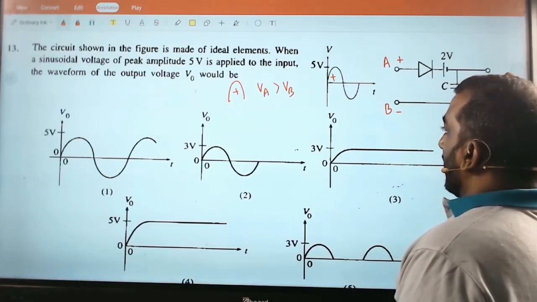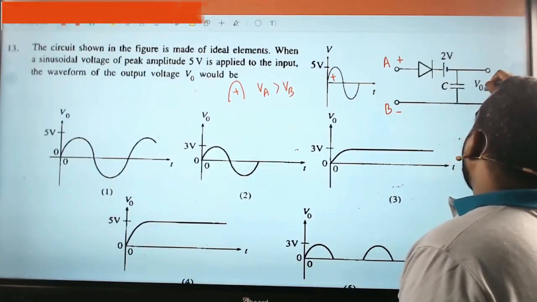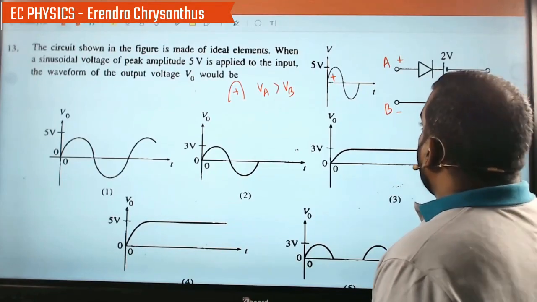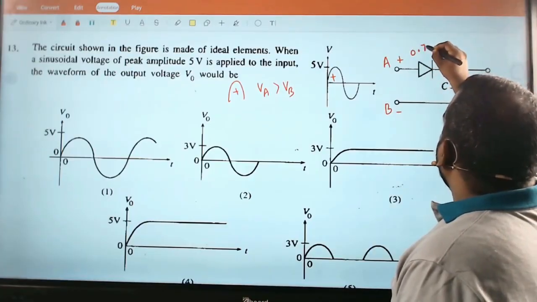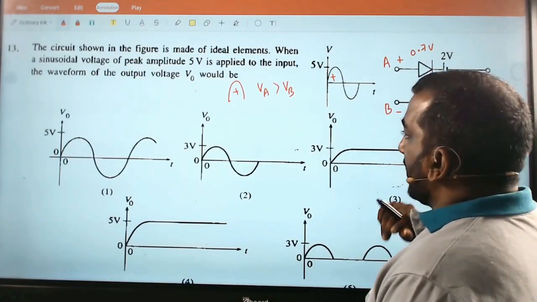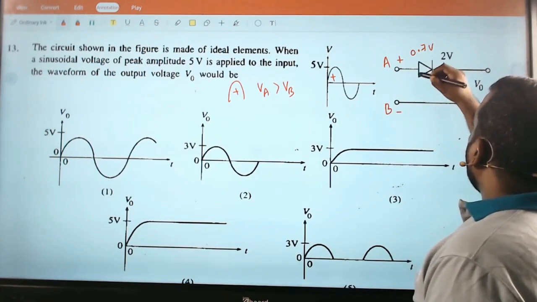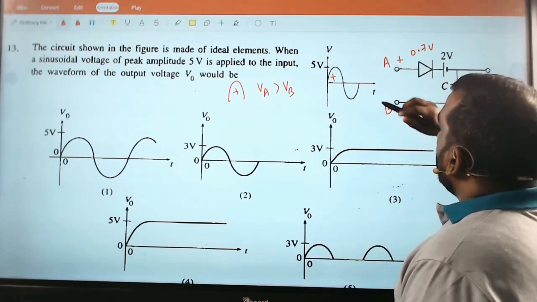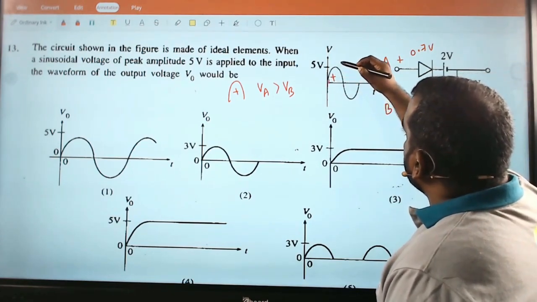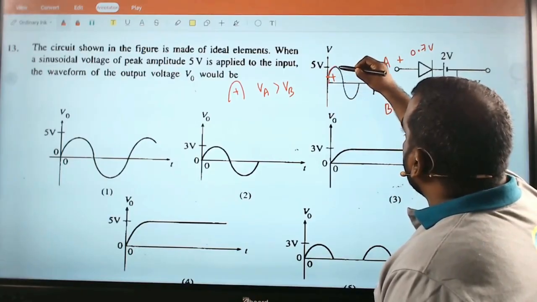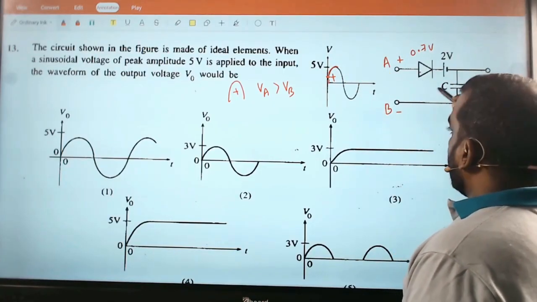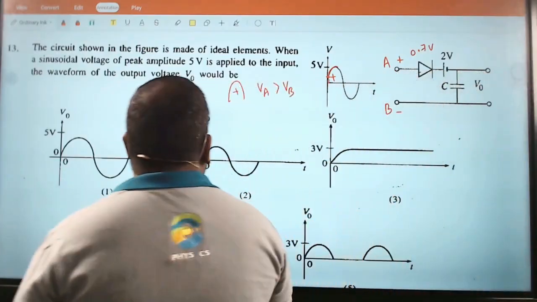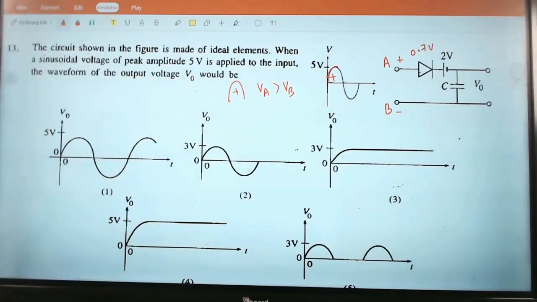They are asking the voltage V0 here. So 5 volts applied there. Across the silicon diode 0.7. Up to 0.7 current is not allowed. After 0.7 current is allowed. So after that current is allowed to pass through. So here charging will take place. Think of it very carefully.